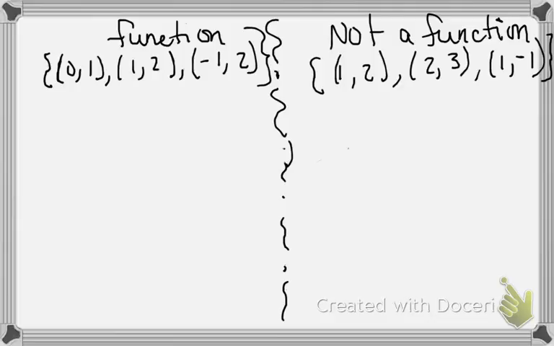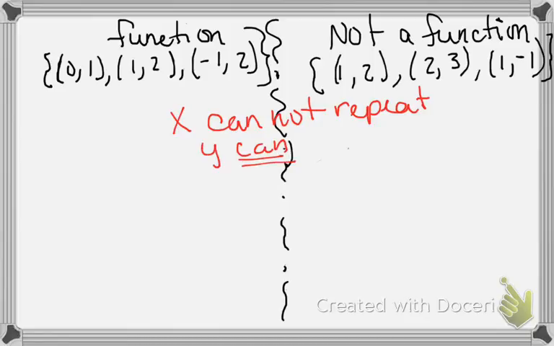So one of the first things we need to do, and I'm going to make this out in red so we can see a little better, is that x cannot repeat. All right, x cannot repeat. Y can, but not x. So y can repeat, but not x. Let's look at the one on the left. We're just looking at the x values. There's a 0, there's a 1, and there's a negative 1. No x repeats, so this is a function.